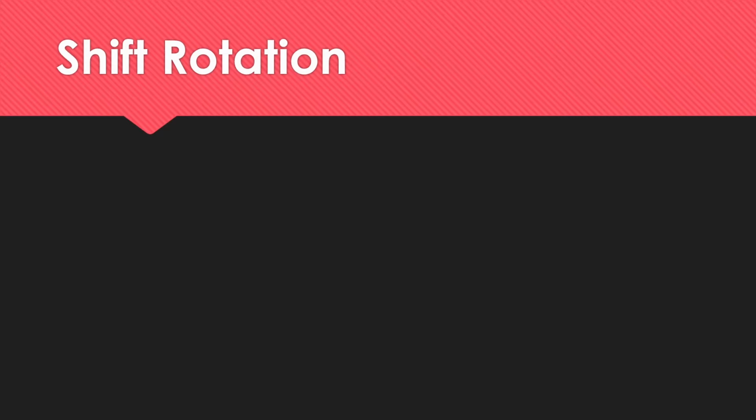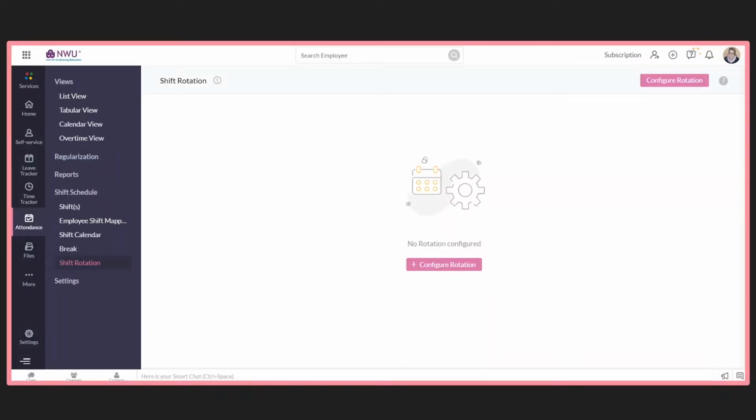Shift Rotation. The main function of the scheduler is to have the shifts change automatically for selected employees based on the frequency that is set. Follow these steps to add a scheduler. So from your homepage, navigate to Attendance, then to Shift Scheduler, and then to Shift Rotation. You can then configure rotation.